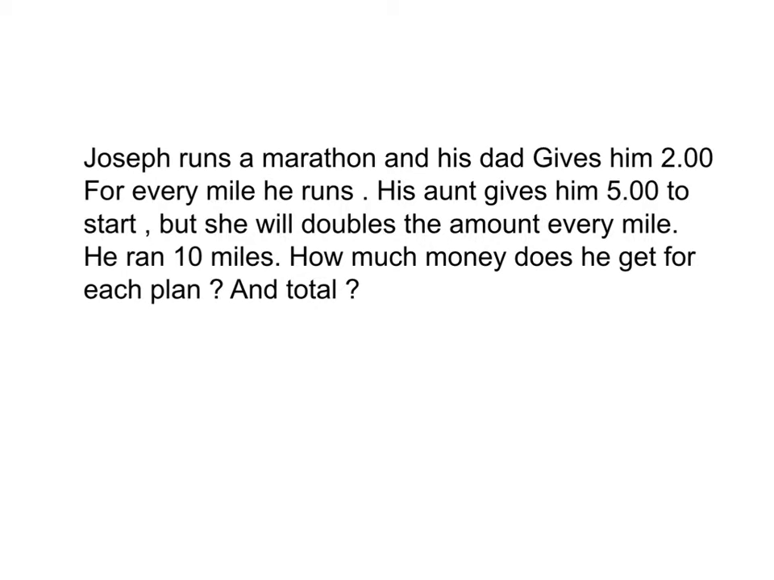Joseph runs a marathon, and his dad gives him $2 for every mile he runs. His aunt gives him $5 to start, but she will double the amount every mile. He ran 10 miles, and how much does he get for each plan and the total?